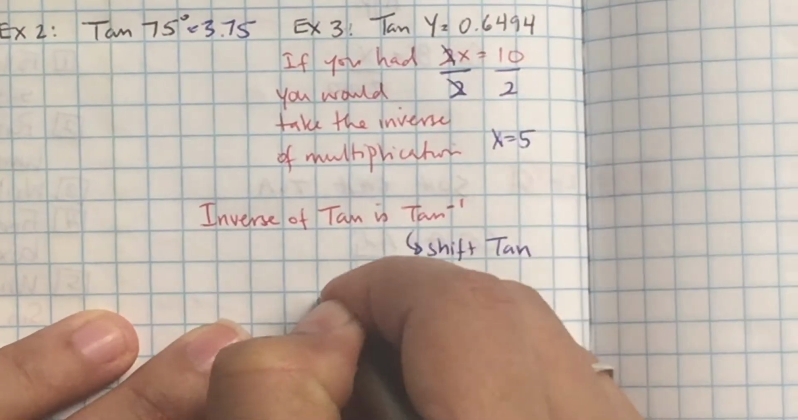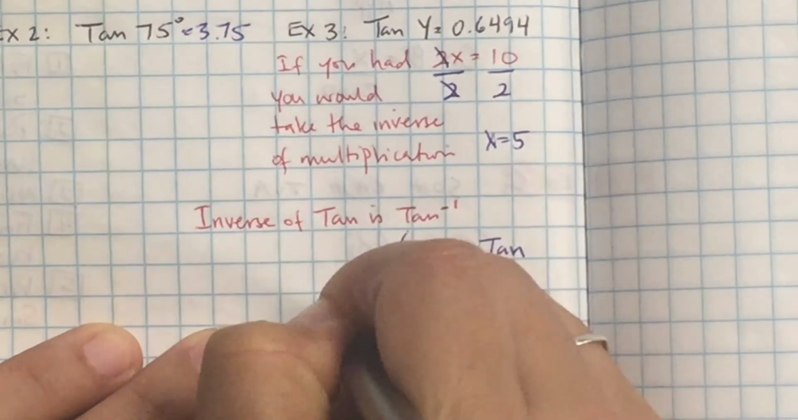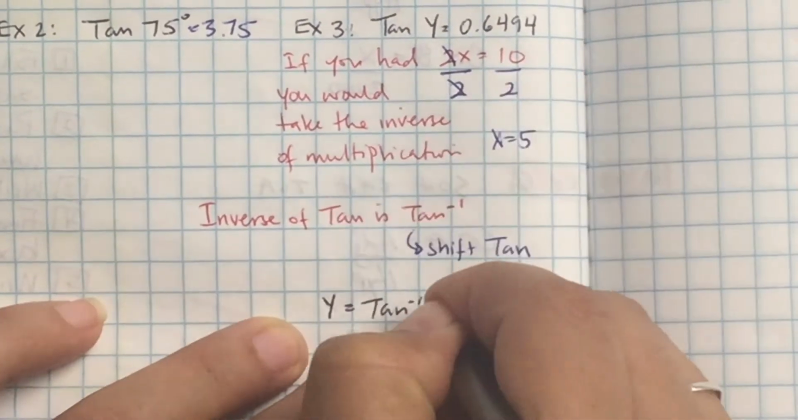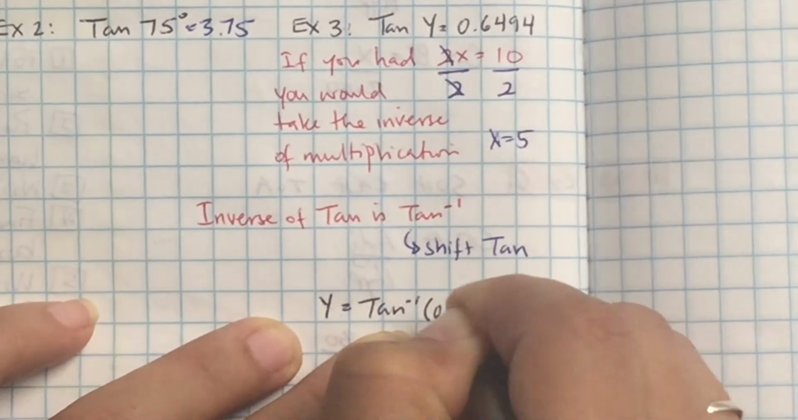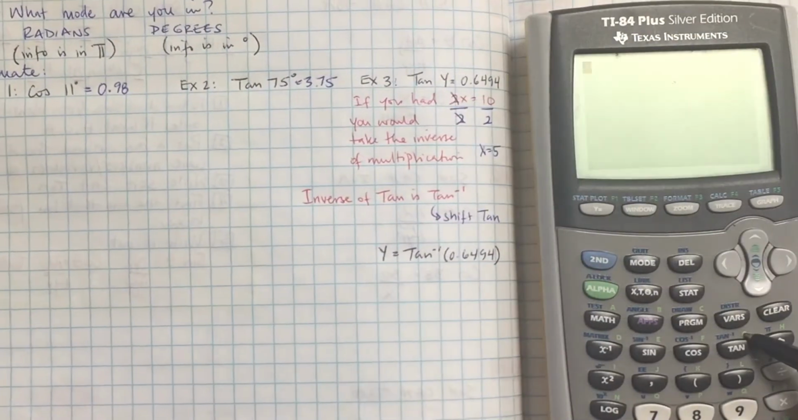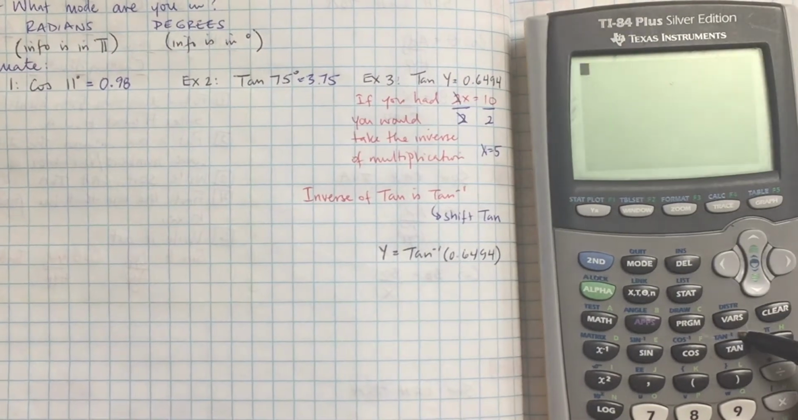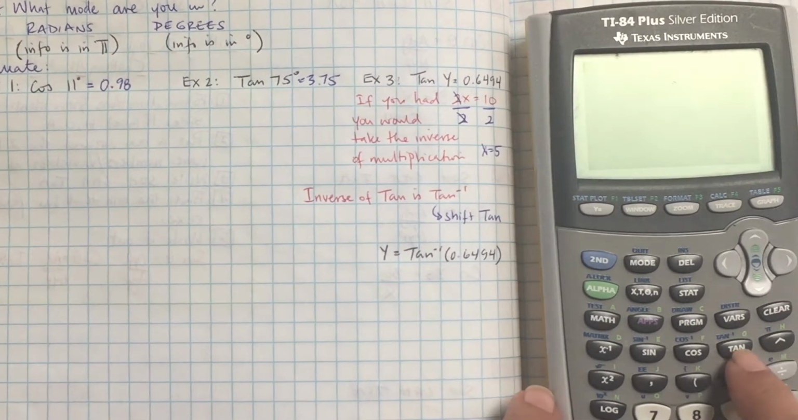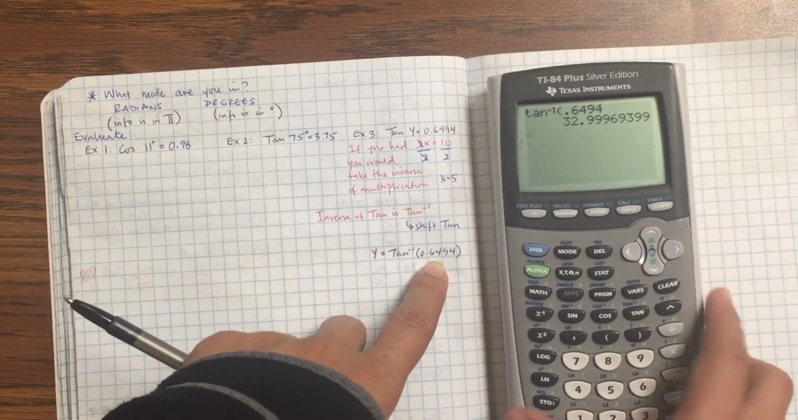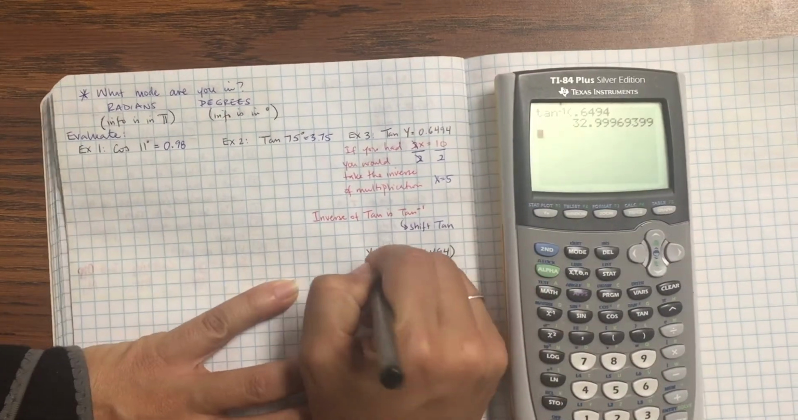So let's do that. To isolate y, you'd have y equals, and I would take the inverse, so I would say tan to the negative 1 of 0.6494 and put that in the calculator. The listening check: put a box around shift tan. So I press shift, which if you don't have shift, it's second, that blue button on the top. So you press shift and then tan, and you'll see it say tan negative 1. And then you punch in the number that you want and you press enter.